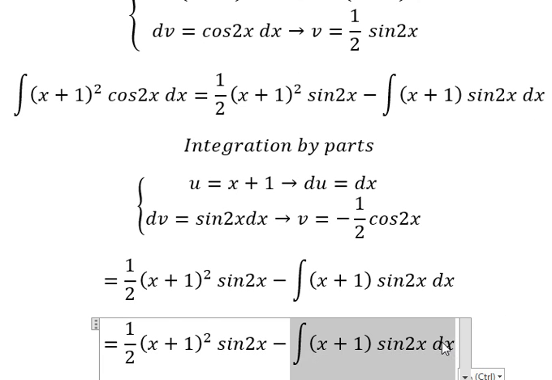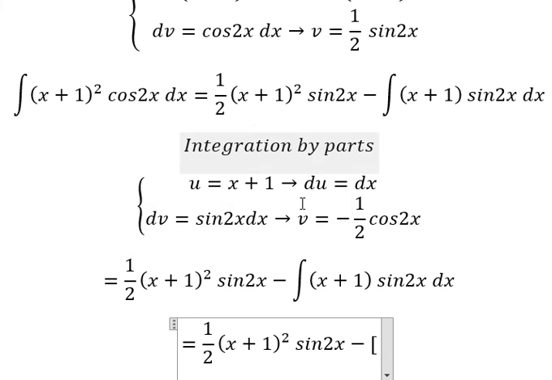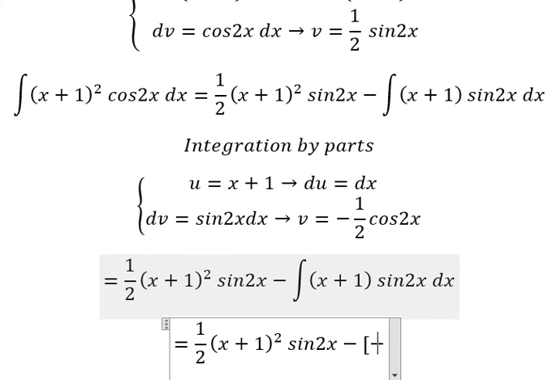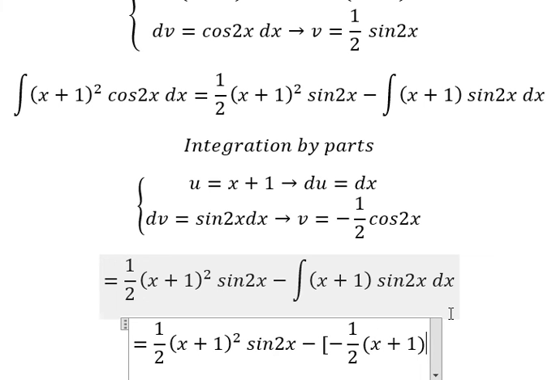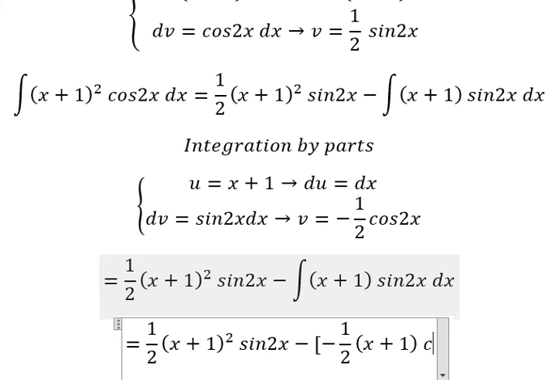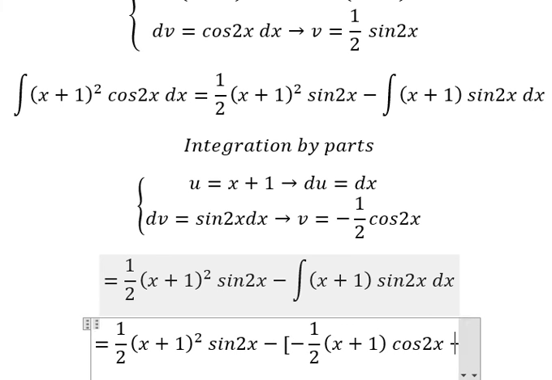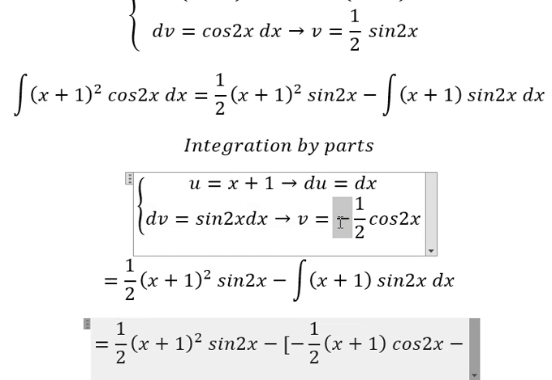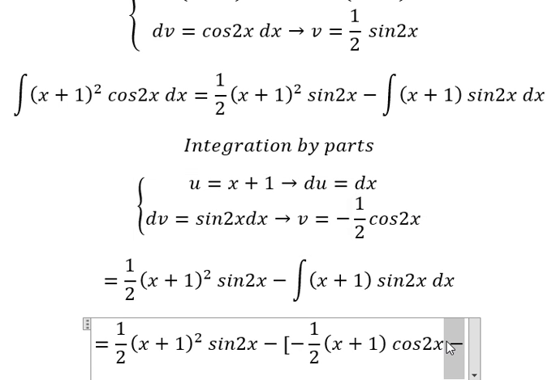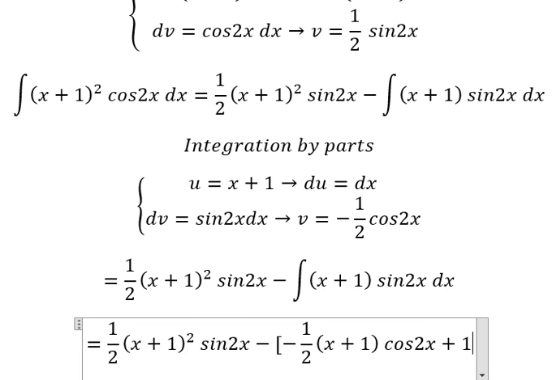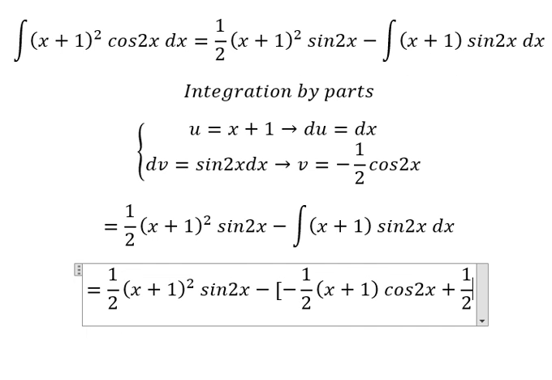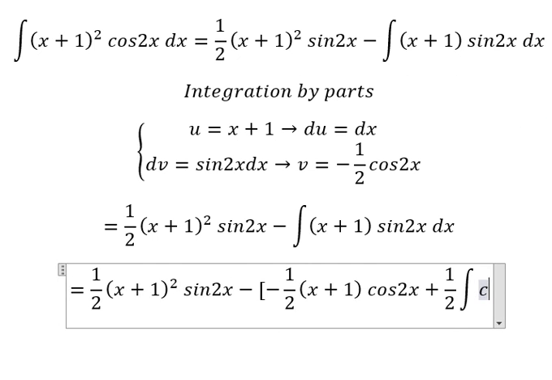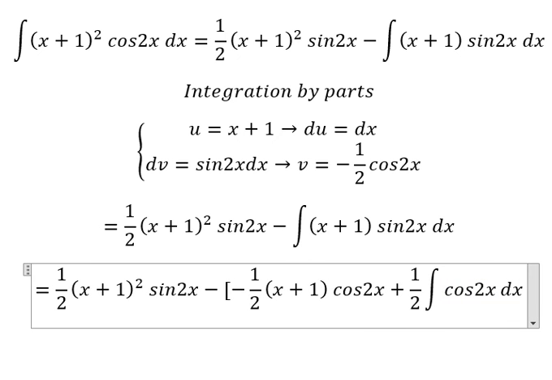So we have u multiplied by v, minus we have u multiplied by v, but we have the negative sign in here. Negative with negative, you get positive, and we have 1 over 2. And we have the integration cosine 2x dx.